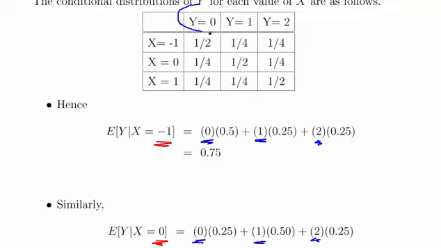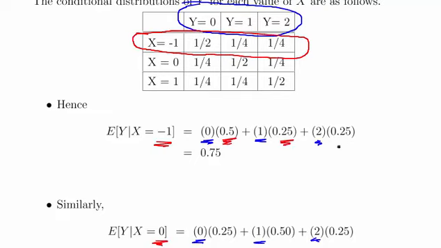So here are our values of y: 0, 1, and 2. And these are the conditional probabilities for the first calculation, which is a half, a quarter, and a quarter. Or down here I have it as 0.5, 0.25, and 0.25. So this is a discrete random variable calculation: value times the probability of that value, add them all up. 0 times 0.5 gives us 0. 1 times 0.25 is 0.25. 2 times 0.25 is 0.5, so the total is 0.75. And the other calculations work the same way.